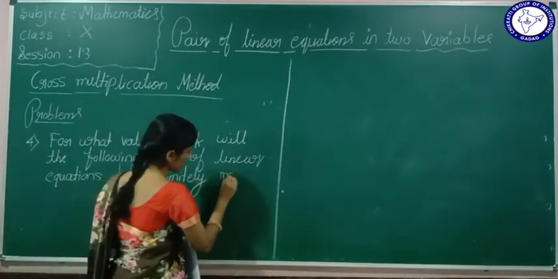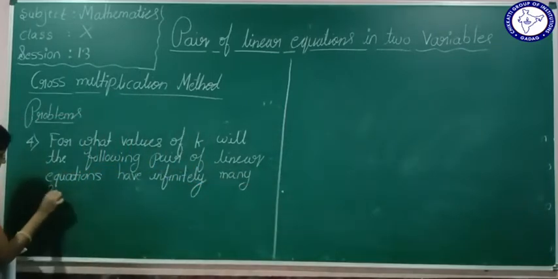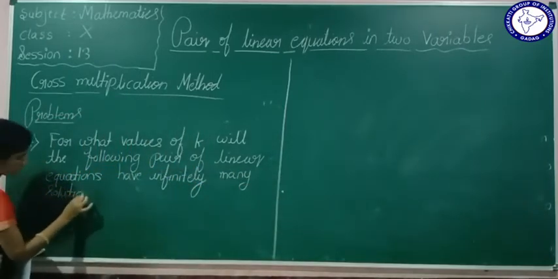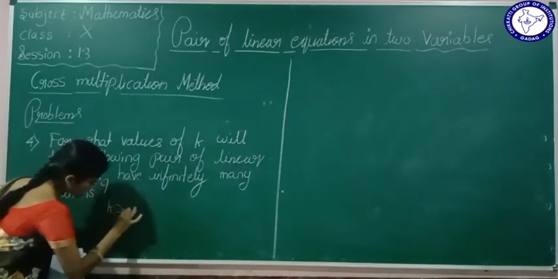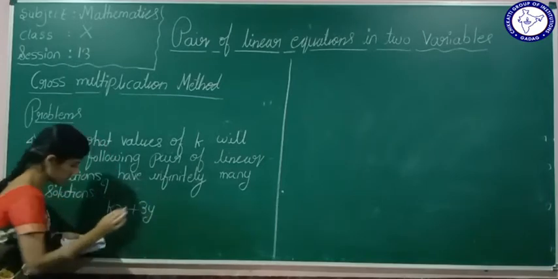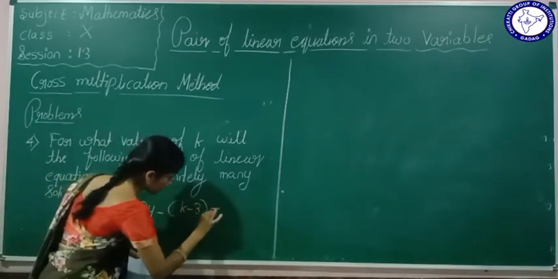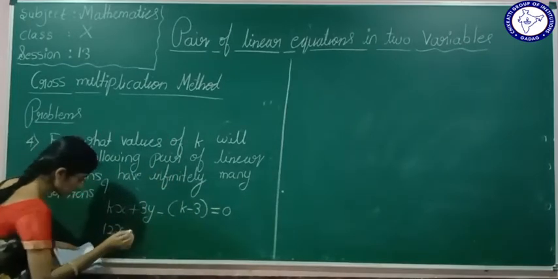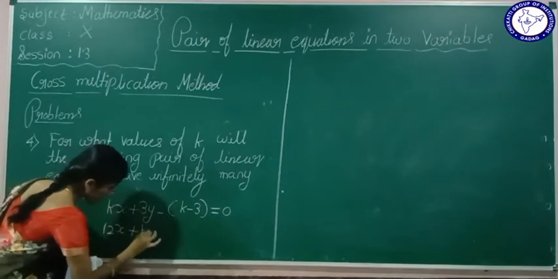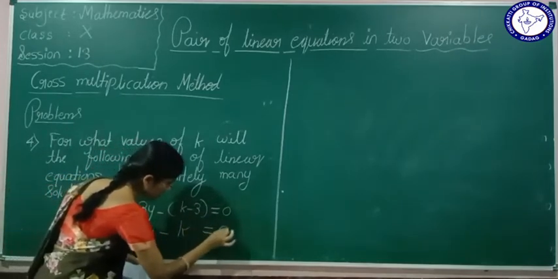have infinitely many solutions. That is kx plus 3y minus k minus 3 is equal to 0. Next is 12x plus ky minus k is equal to 0.